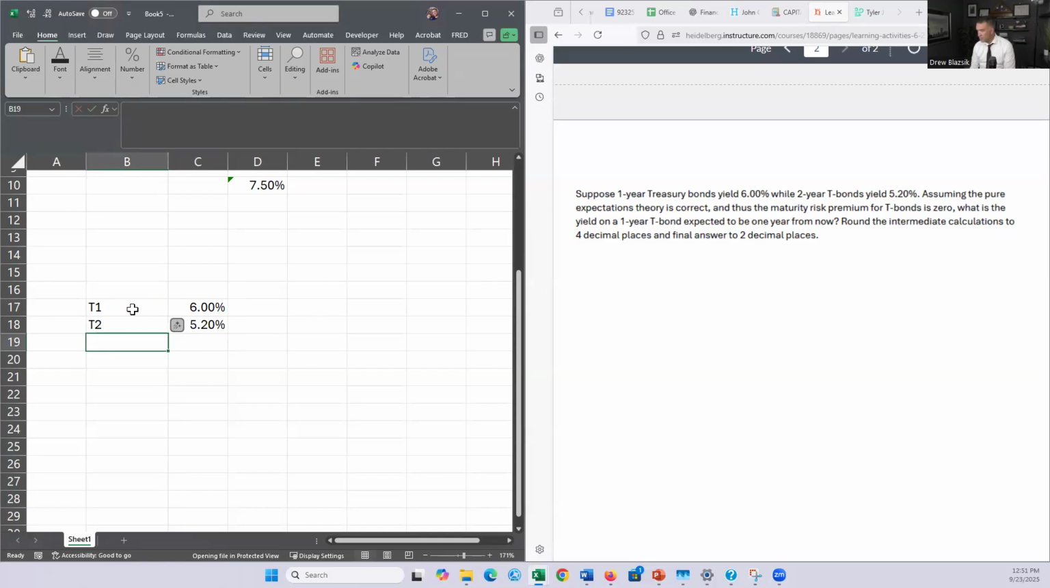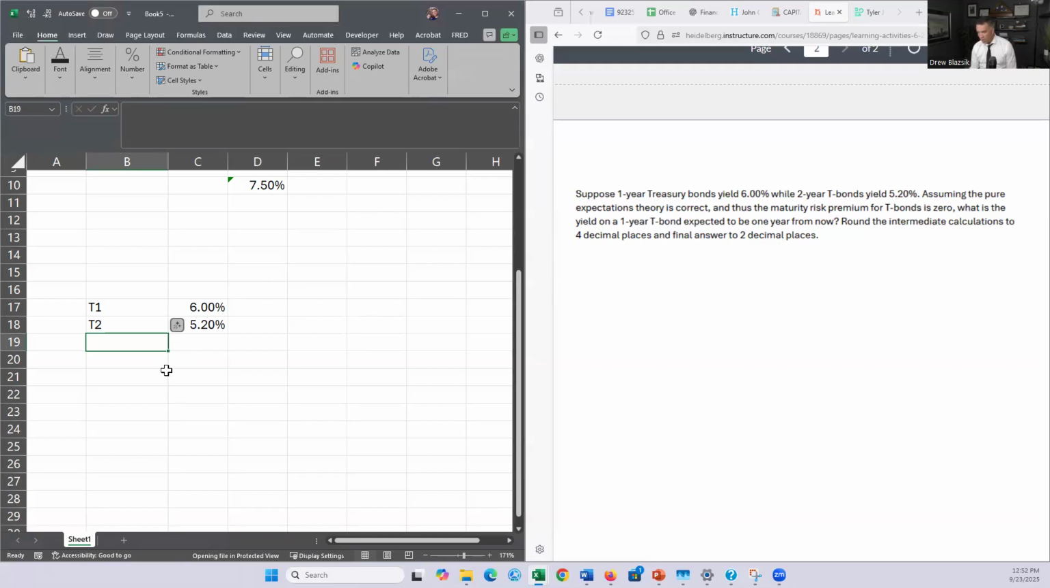Assuming pure expectation theory is correct, and thus the maturity risk premium of treasury bond is 0. You have to make that assumption for pure expectation theory to work, because what we're saying here is that there is no maturity risk premium with the 2 or the 3. If there was, it's not going to hold what we're going to do. What is the yield on a 1-year treasury bond expected to be 1 year from now? Suppose that the intermediate calculations are to 4 decimals. Okay.